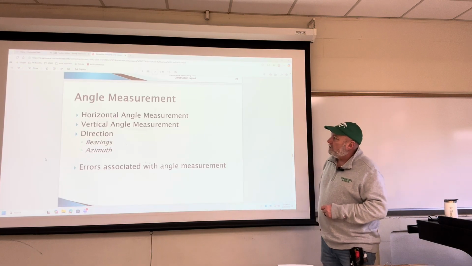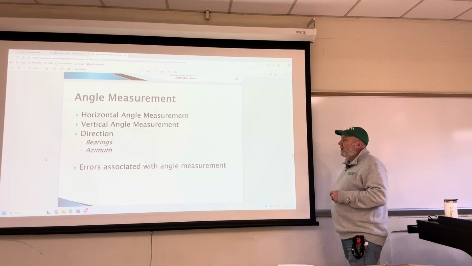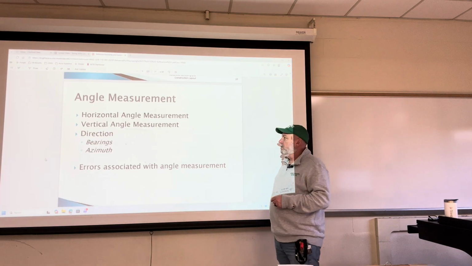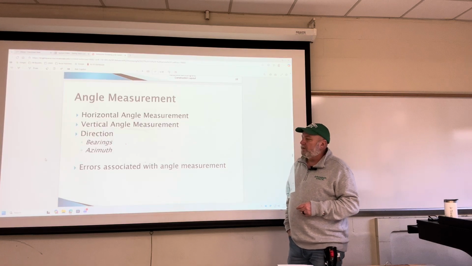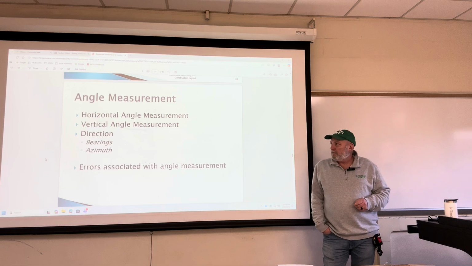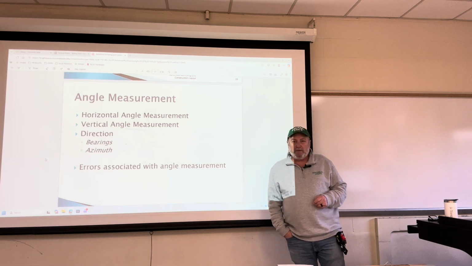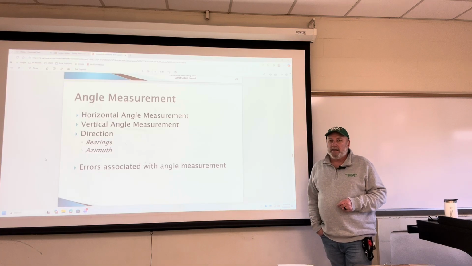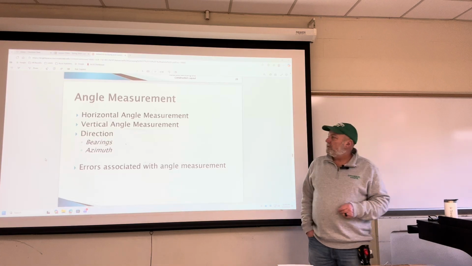Horizontal angle measurements, vertical angle measurements, direction. We're going to talk about bearings and azimuths. This is very important to the surveying world. We're going to take bearings, convert them to azimuths. We're going to take azimuths, convert those to bearings. We're going to learn how to calculate the angles between azimuths and bearings.